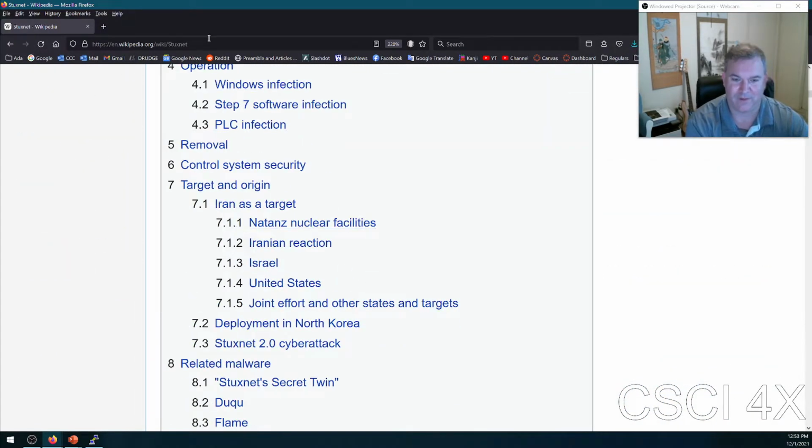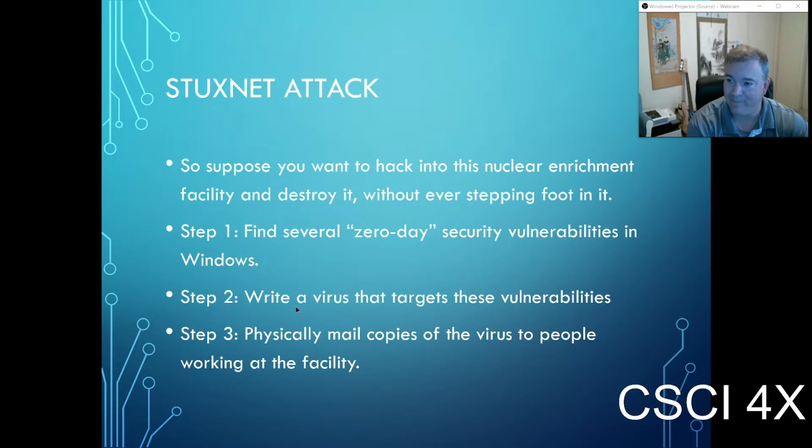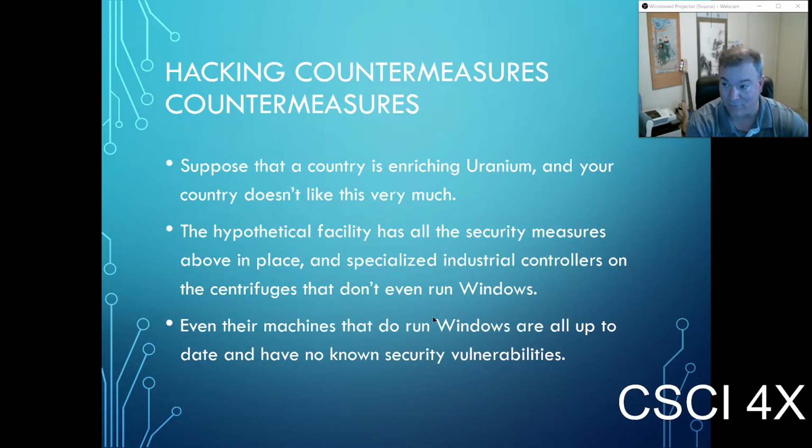So yeah, if you want to read about Stuxnet, it's honestly just an incredibly complex operation they pulled off. All right. So even though all of their Windows machines were up to date with the latest security patches, it didn't matter. They had security vulnerabilities that nobody knew about.